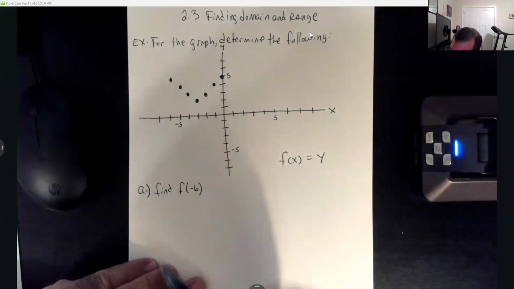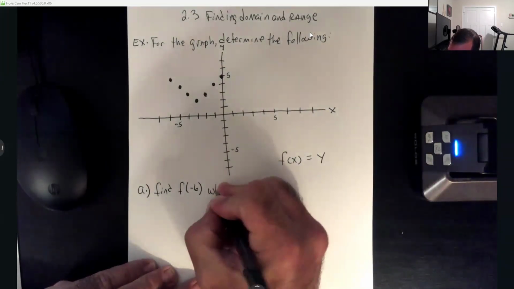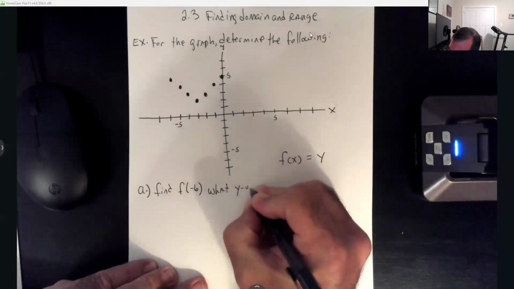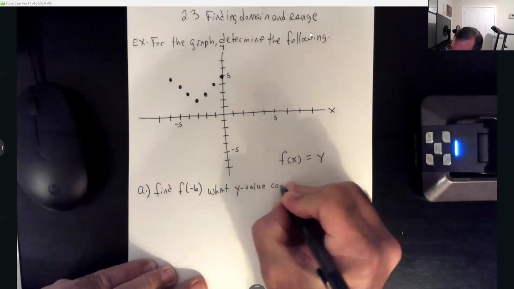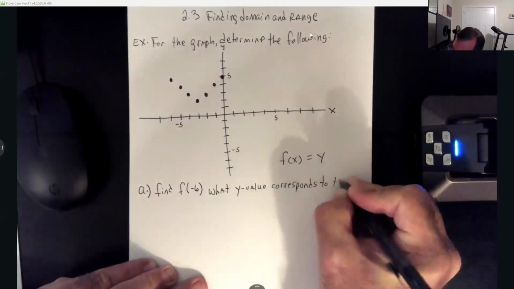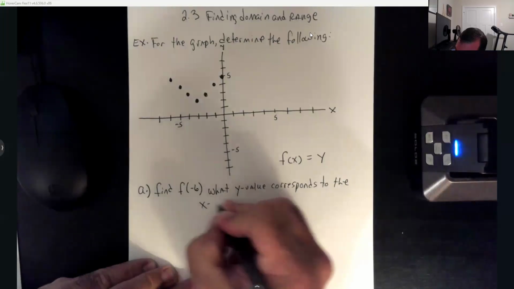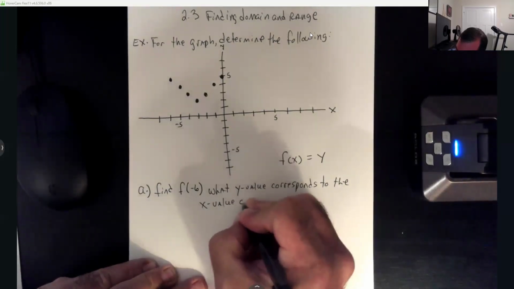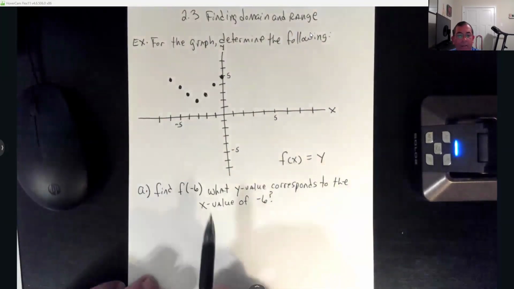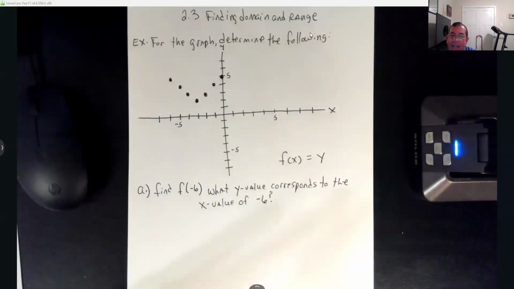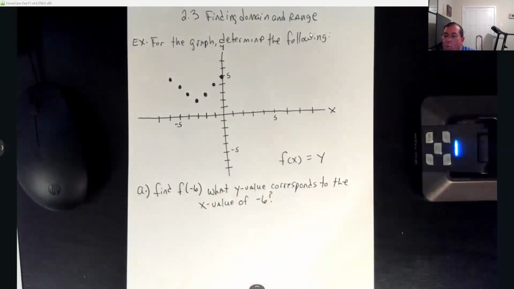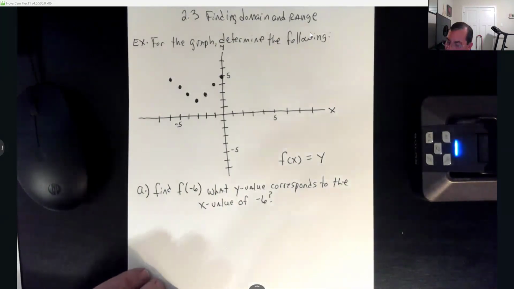So for this question here, they want to know what y value corresponds to the x value of -6. So since they gave me a -6 for the x there, they want me to find f of -6, which is what y value corresponds to that x value.